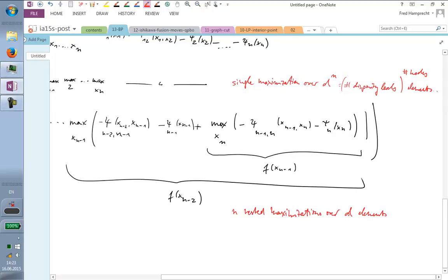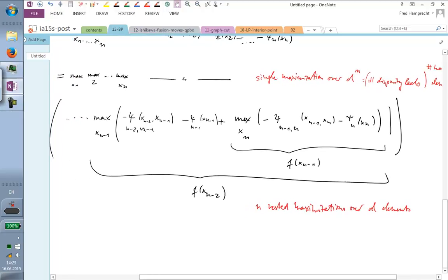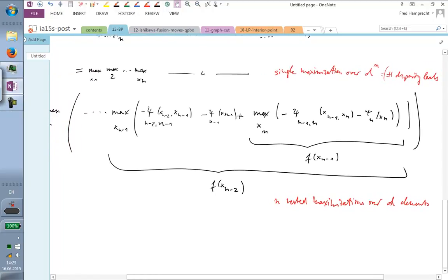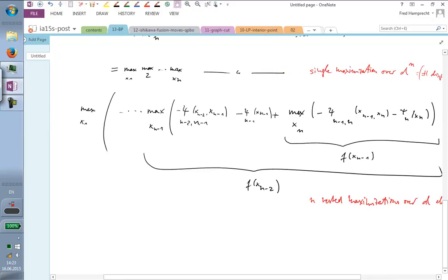So one grows exponentially in the number of nodes, and the other one is linear in the number of nodes. So this is a huge simplification. However, at this point, let me write it down first, okay? It's a huge simplification that we have.